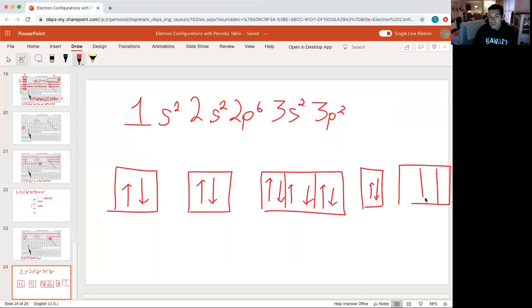You draw them together to kind of show that they're like this whole set. And 3p2, you would only have to draw 2 electrons. You would always start on the left and the middle, and there it is. This would be the orbital diagram for silicon.